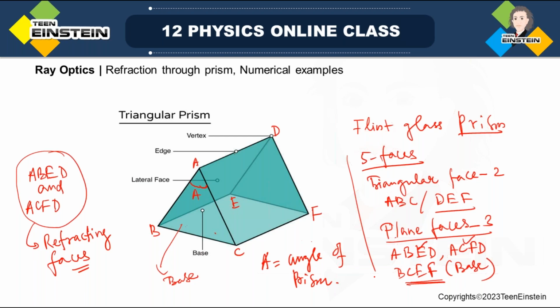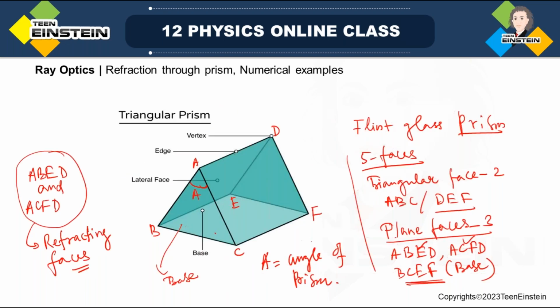A is the angle of prism. Now, any section of the prism cut by the plane perpendicular to the refracting edge, this AD is called the refracting edge. If I just cut a face or a cross section, that will be called the principal section. And that principal section will be of triangular shape, as I was talking.